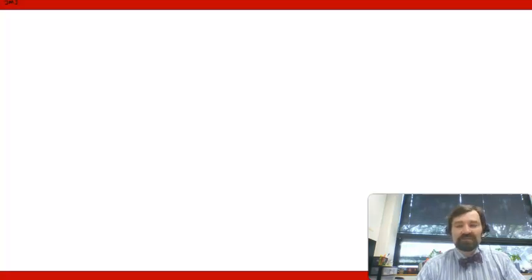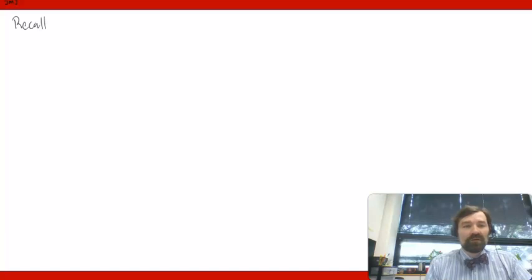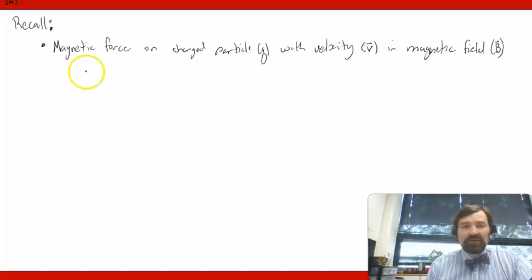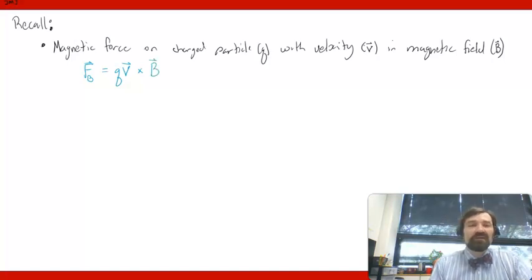So to begin with this video, there are a few little notes that we should recall. The first note is how a magnetic field interacts with a moving charge, or an individual charge carrier that's in motion. That force is simply given by the cross product of charge velocity with magnetic field, Q V cross B.